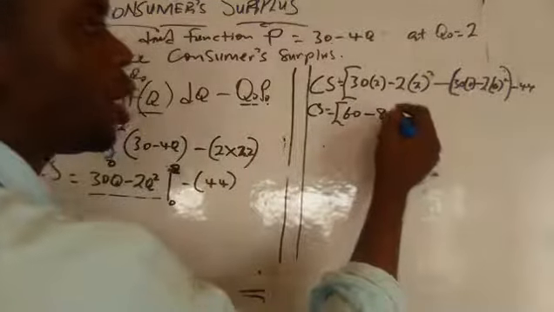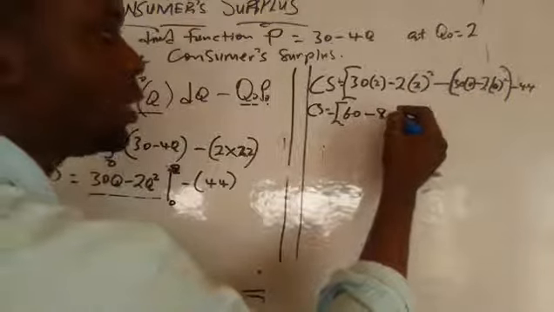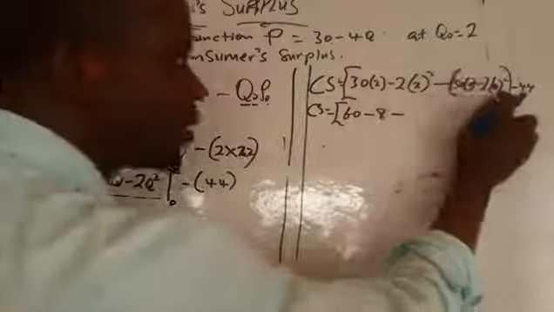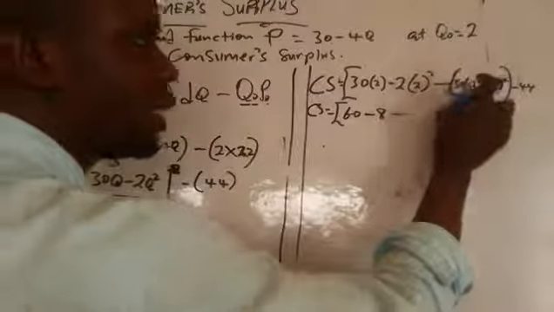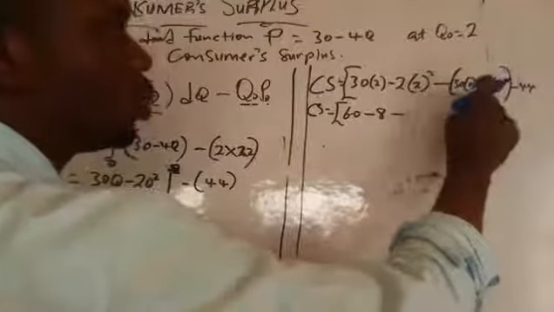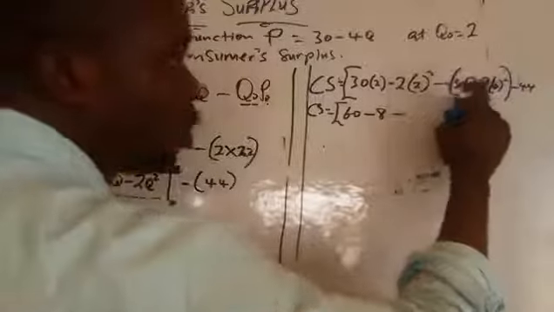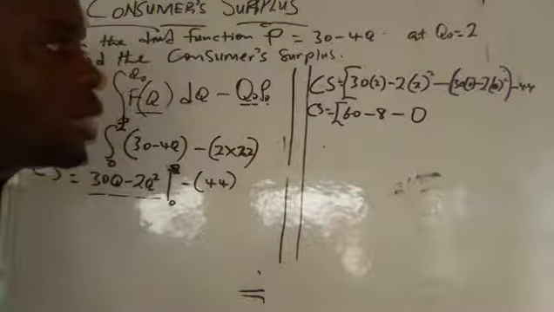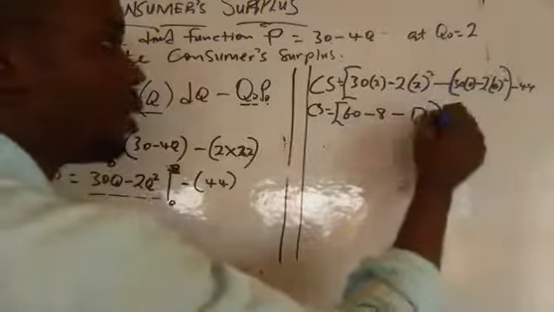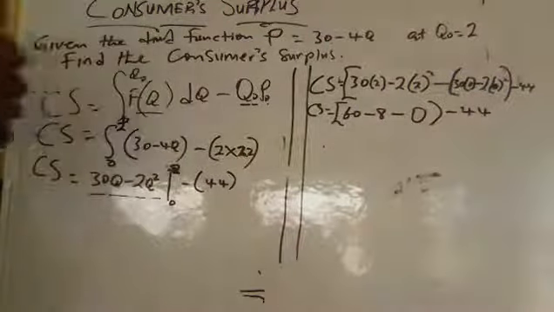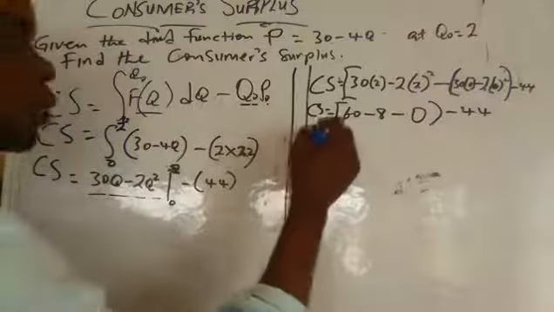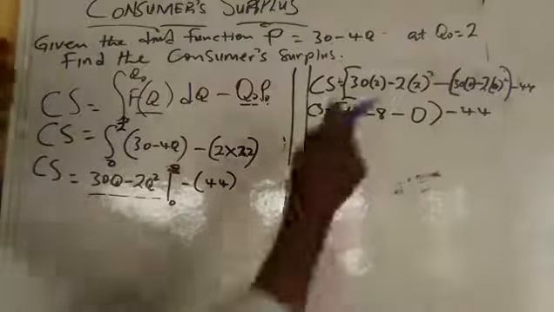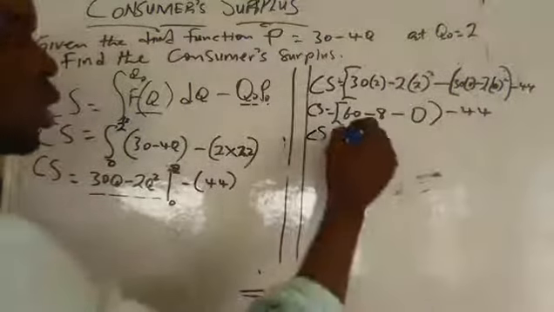Okay, minus 2. Minus, as I have my minus 2, minus what? Everything here. 30 times 0, 0. Minus 2 times 0 raised to power 2. Everything here will be 0. So 0. Do you understand that? 0 minus 44. So I can just say my consumer surplus equals 60 minus 8. That is going to be 52. 52 minus 0 is still 52.